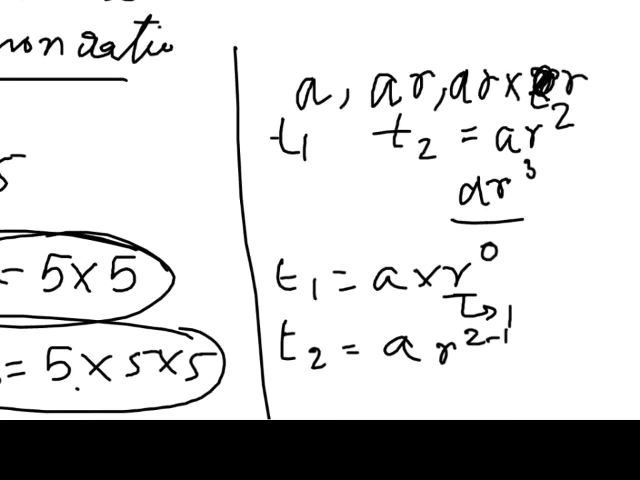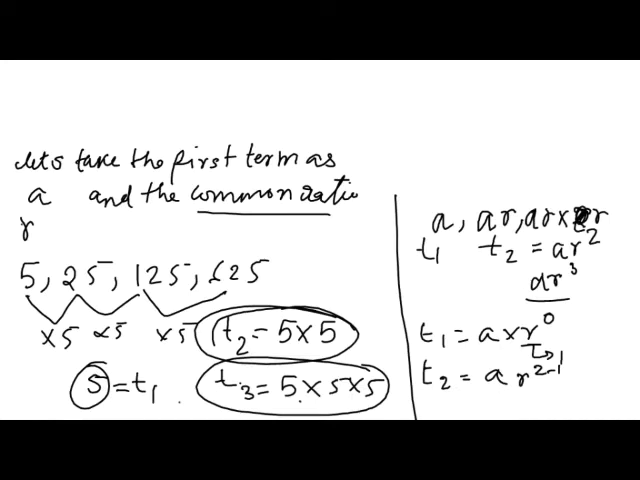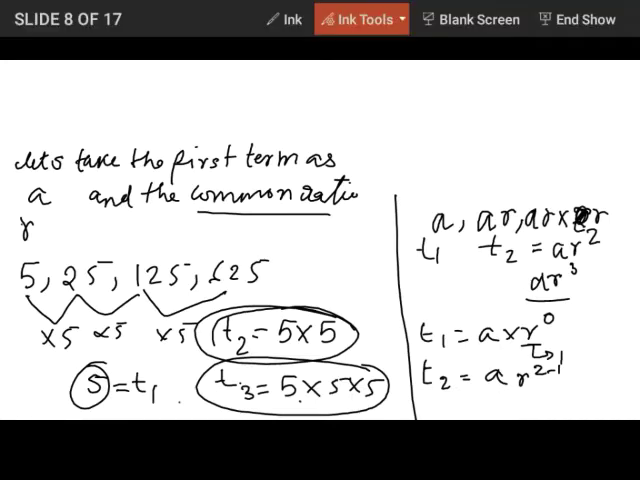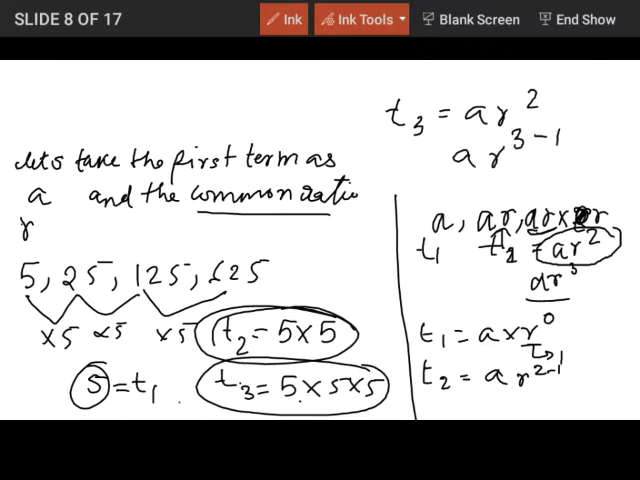Similarly, if you see the third term, t3, that is ar square, right? This will be ar square. The second term is this one, and this is the third term. So the third term is ar square. Can we write it as ar^(3 minus 1)? It remains the same, right? It's just a way of writing.